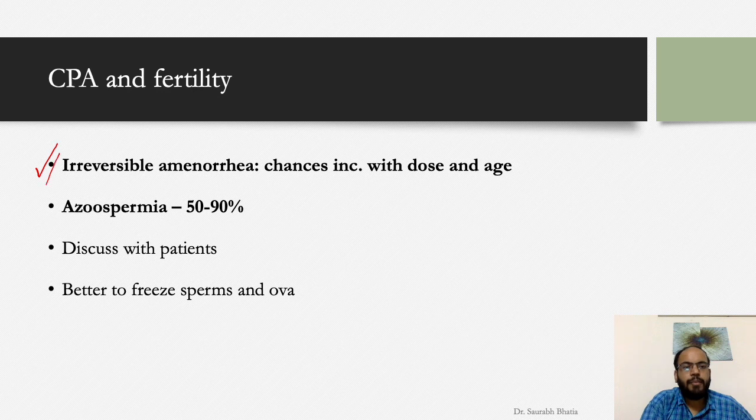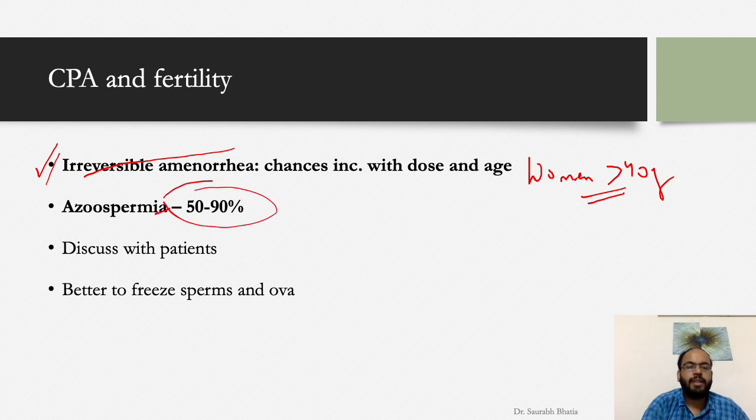Now, just to recapitulate the effect of cyclophosphamide on fertility, it may cause irreversible amenorrhea, and the chances increase with the dose of cyclophosphamide used and also the age of the patient. Remember that women more than the age of 40 years are significantly at risk of developing irreversible amenorrhea. Okay, azoospermia is seen in 50 to 90% of male patients. So this factor has to be discussed with your patient.